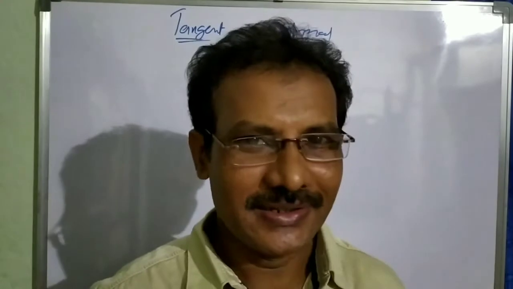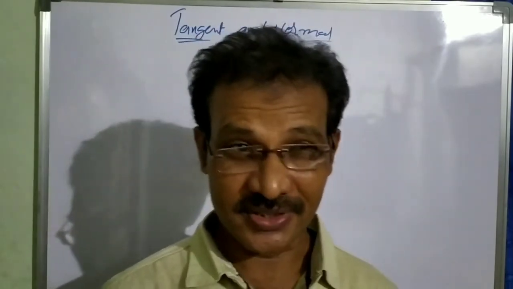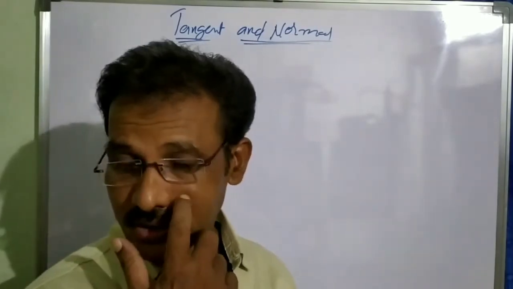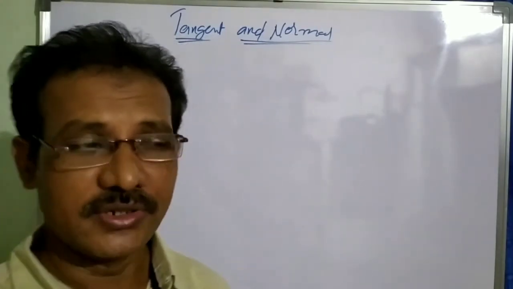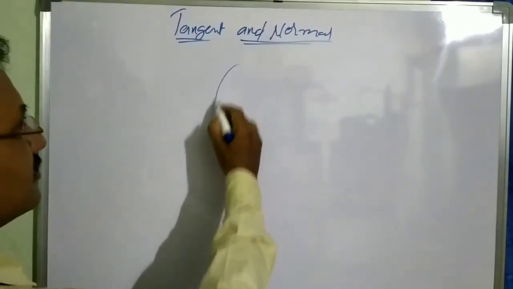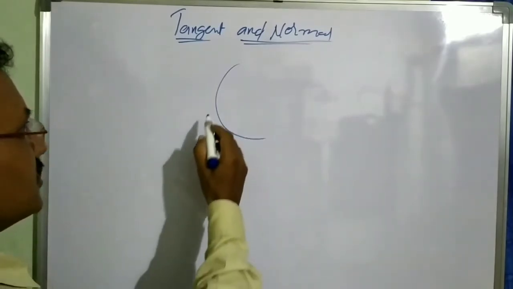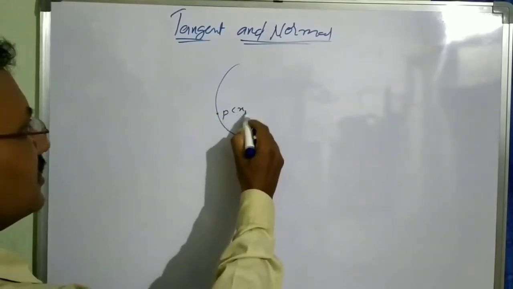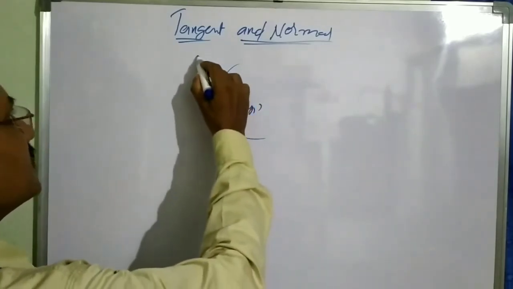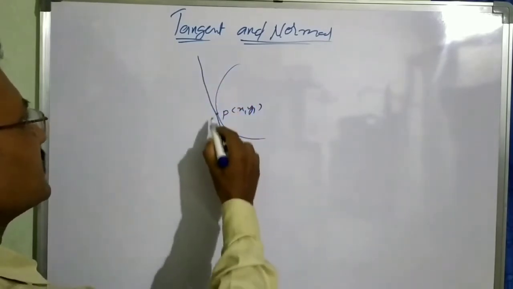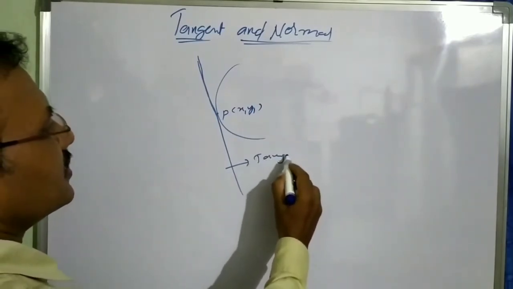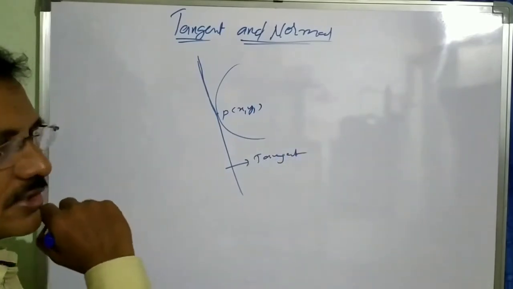Today in this class we learned some important concepts of the circle, that is tangent and normals. We already know about the tangent for different curves. Suppose you consider a curve, and P(x1, y1) is a point on the curve. Suppose at this point there exists a line which touches the curve at this point, then it is called the tangent of the circle, tangent of the conic.